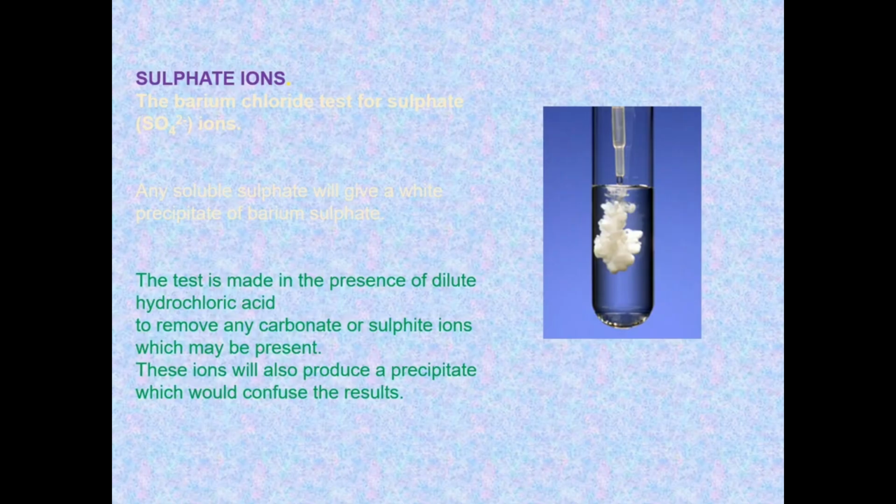So the test is made in the presence of dilute hydrochloric acid to remove any carbonate or sulfite ions which might be present, and these ions will also produce a precipitate which will confuse the results. So know that in advance.